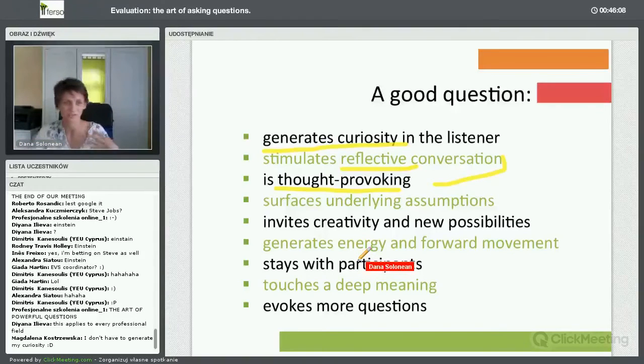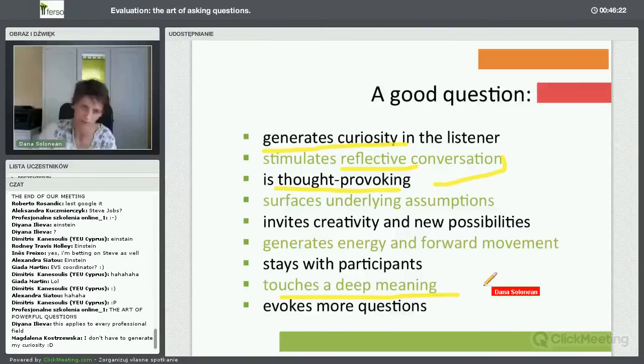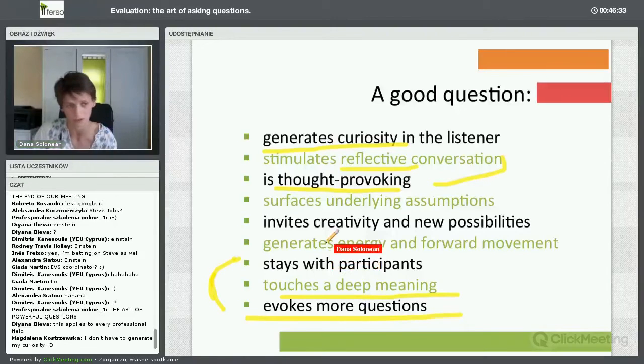It stays with the participants, something that I will keep with me even after the webinar ends, for example. It touches a deep meaning, and in EVS volunteering I think it's important to touch the deeper meaning of everything the volunteers are doing. And in the end, it evokes more questions. It stays with us and makes us have more questions and a willingness to discover ourselves. So this is what makes a good question.